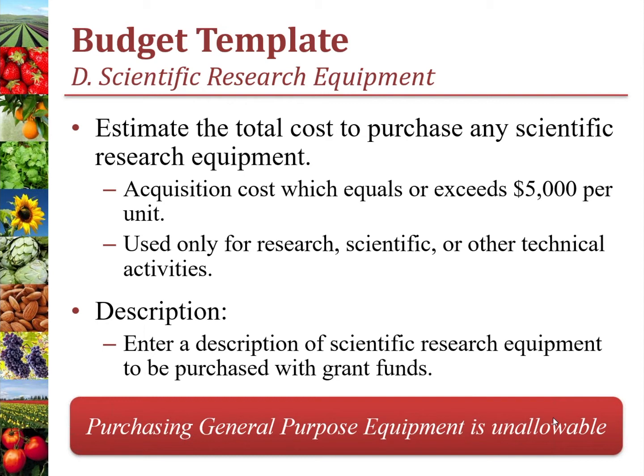This includes items like specialized microscopes, spectrometers, and other lab equipment. In the description column, list the name of the items to be purchased. It's important to clarify that purchasing general purpose equipment is not allowable under the Specialty Crop Block Grant Program. That means you cannot purchase any non-scientific items that cost more than $5,000 with Specialty Crop Block Grant Project funds. That includes things like vehicles, refrigerators, and tractors. However, costs to rent general purpose equipment may be allowable and would be included in Category G, Other.